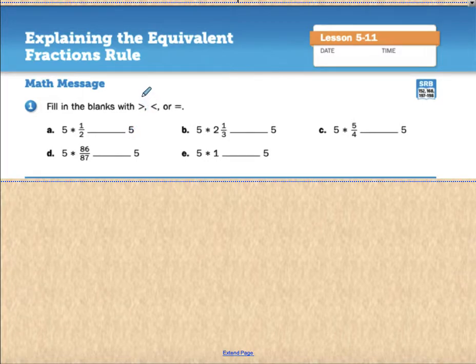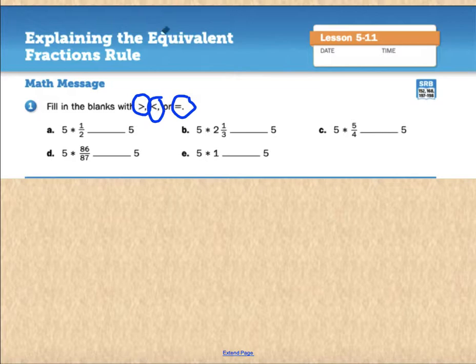All you're going to need to do is, in your book, use the greater than, less than, or equals sign to answer these questions. So go ahead and give those a try. Think about what might be true here, or what might be greater. Is 5 times 1/2 greater than 5, less than 5, or equal to 5? Go ahead, stop the video, and then come back when you're ready.